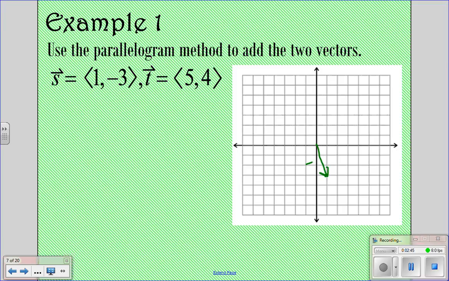And so this is vector S. And then vector T, I'm going to go over 5, and then I'm going to go up 4. And so this is going to be vector P.